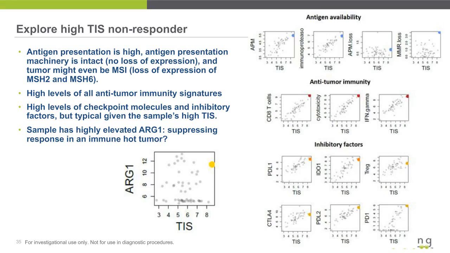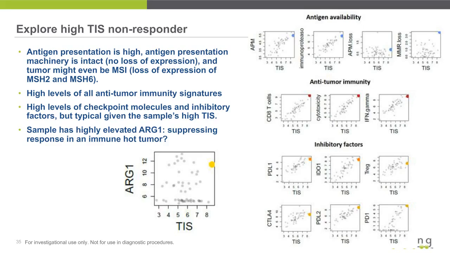And then on the bottom right, we can look at inhibitory factors. All these various checkpoint or other inhibitory molecules, they're high, but they're actually not high conditional on the patient's tumor inflammation score. Just looking at PD-L1 versus TIS, for example, PD-L1 is quite high, but all samples with high TIS have high PD-L1. So we shouldn't be particularly concerned about this patient's response based on the high PD-L1. So we don't find an explanation here.